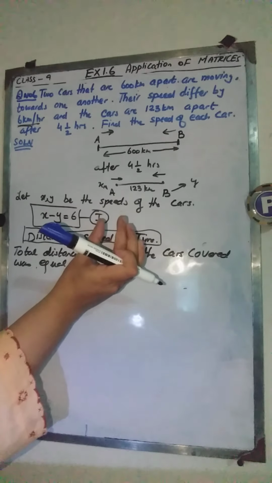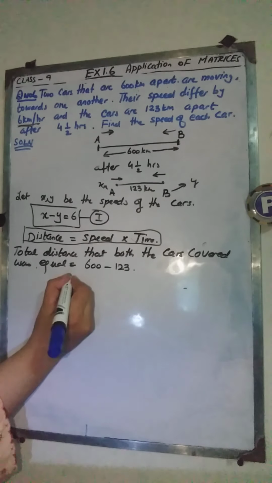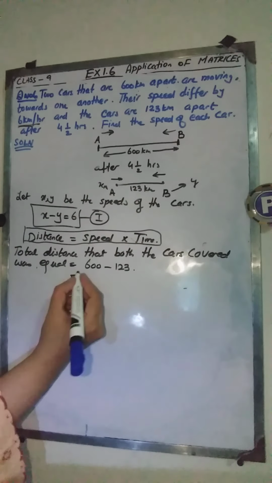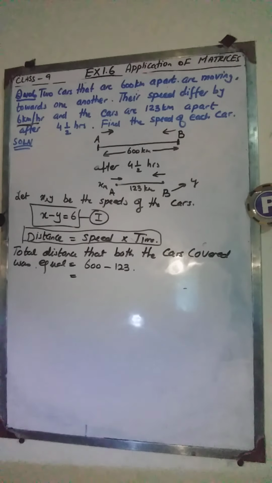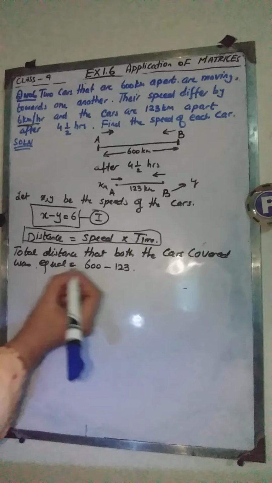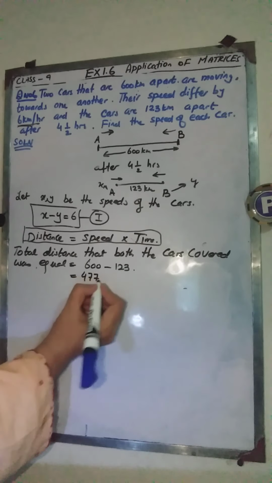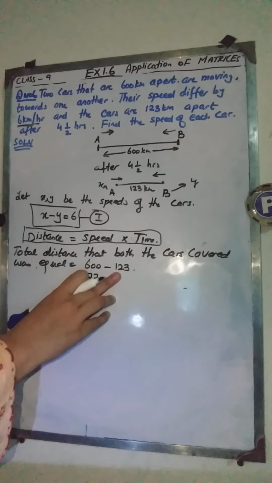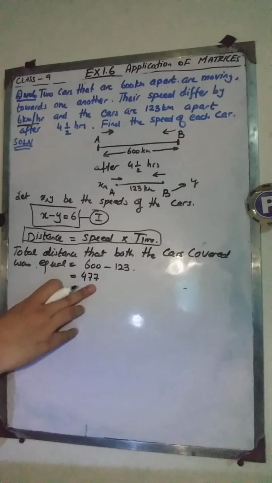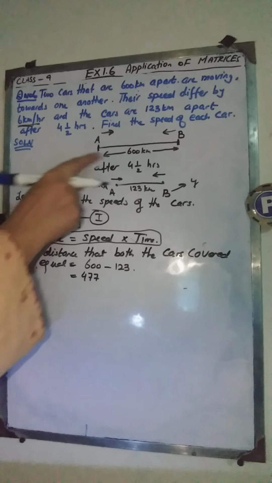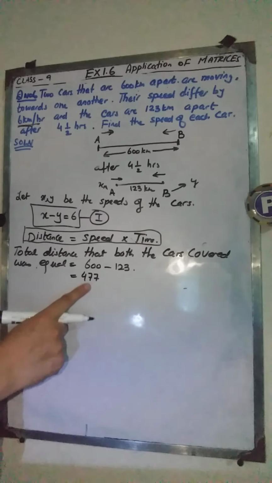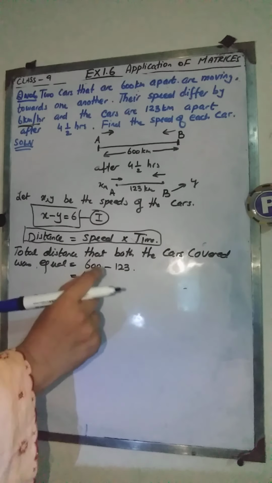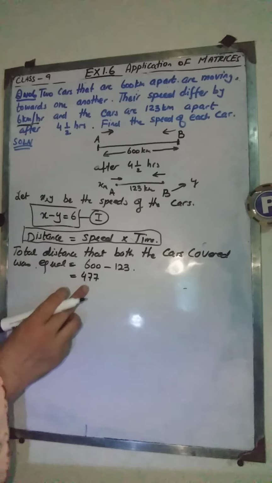They are coming closer to one another, A and B. So the distance they have covered we can easily find by 600 minus 123, which is equal to 477. The distance they are left with is 123, and the distance they have already covered is 477, because these two must add up to 600. So subtracting 123 from 600 gives the distance covered by car A plus car B in total. This is the distance covered by both the cars.